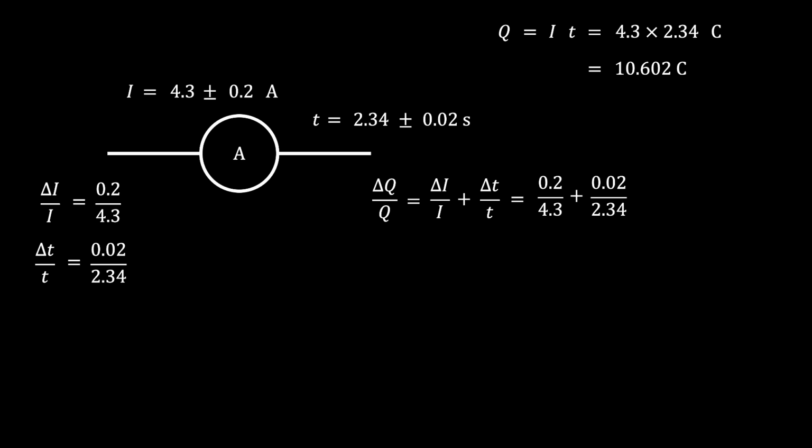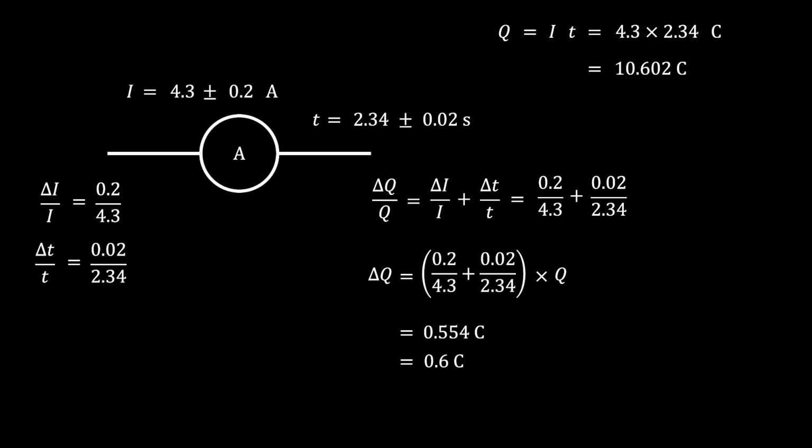Then we get delta Q as 0.2 over 4.3 plus 0.02 over 2.34 times Q. And if we substitute the value of Q, we will have delta Q as 0.554 Coulomb. Then we write delta Q to one significant figure, and we will have delta Q equals 0.6 Coulomb, and therefore we have Q equals 10.602 plus or minus 0.6 Coulomb.